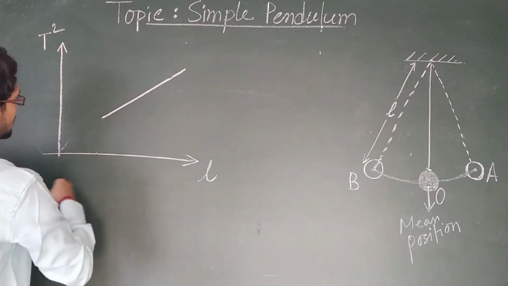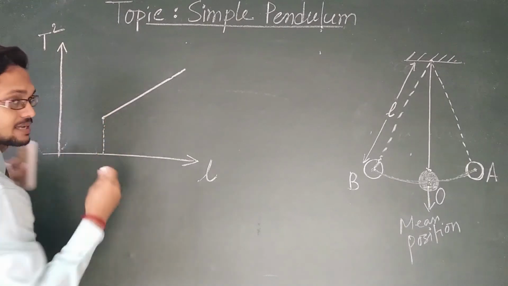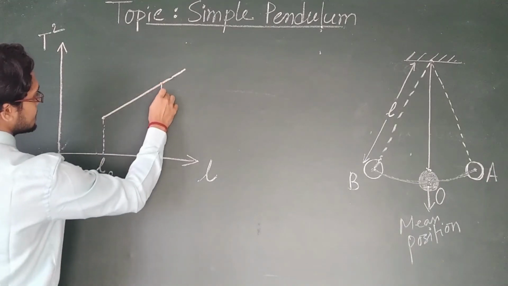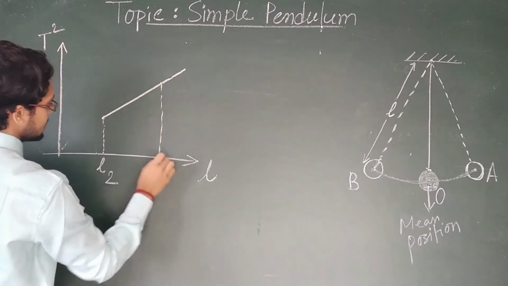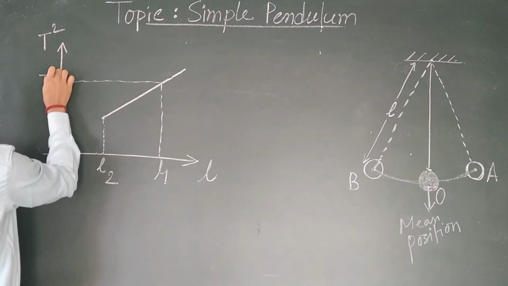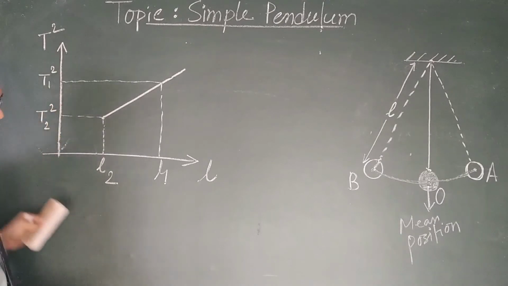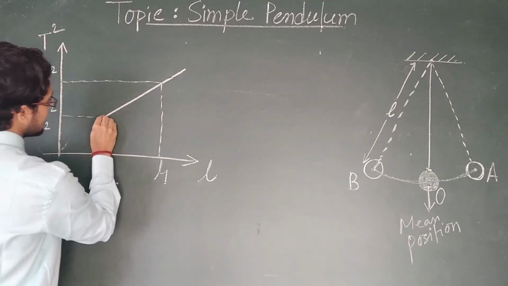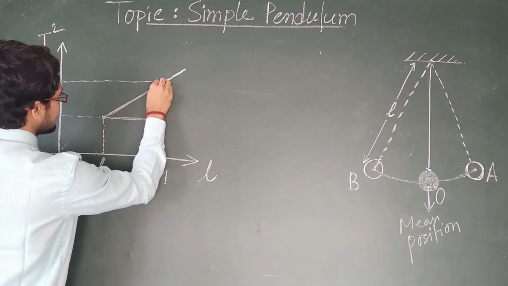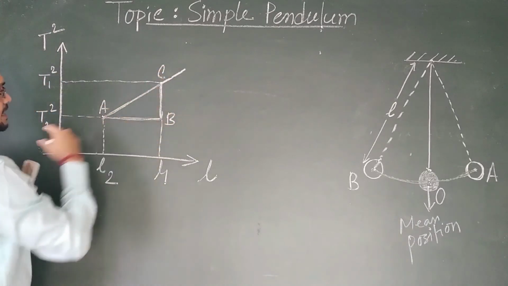I am taking 2 points on the graph. You can take any 2 points, you will get the same result. Suppose this is L2, and I am taking another point, this is L1. The corresponding time periods are T2 square and T1 square. Now join this line. This is a right angle triangle, right? Give it the names A, B, C.